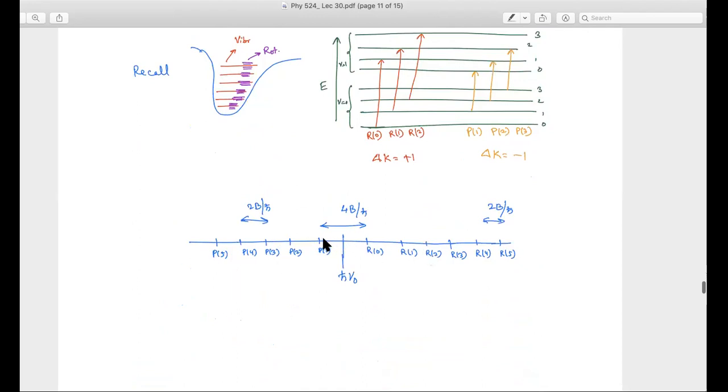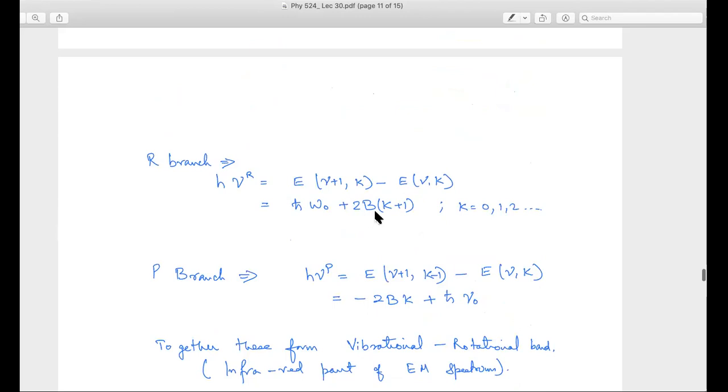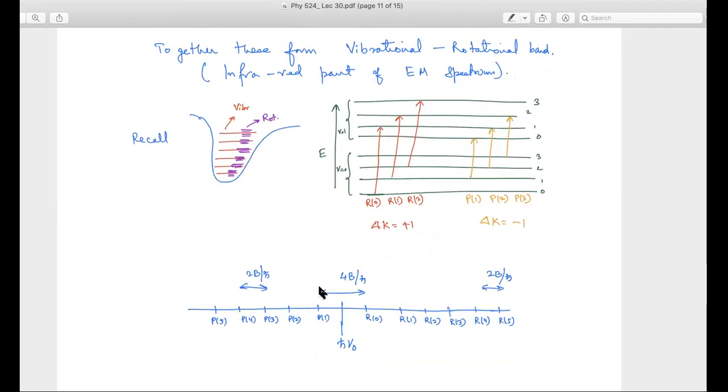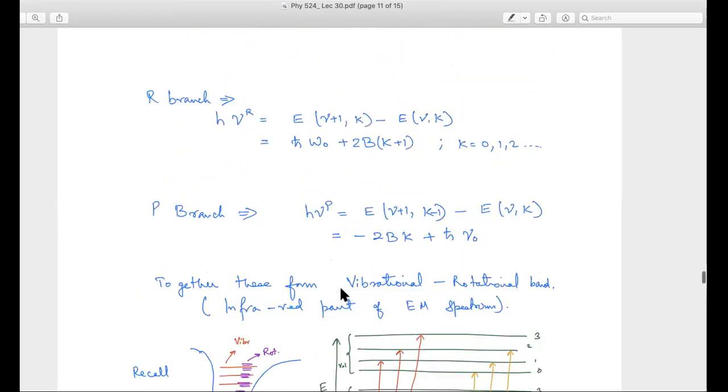Now if you calculate the separation between 1P and the first R0 line, the separation between this guy and this guy, K is equal to 0 here, K is equal to 1 here. So I get a 4B, which is this separation. And otherwise, K keeps increasing by 1, and I get this 2B separation either here or here.